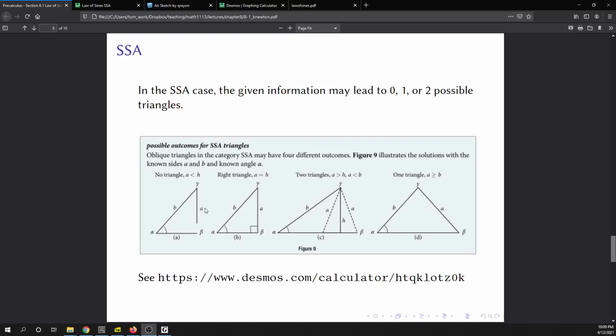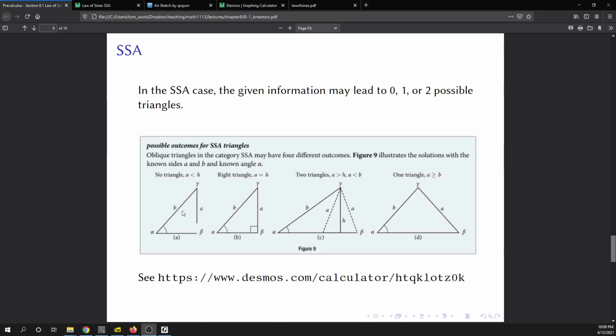In this video, we are going to talk about the side-side-angle case of the law of sines. This case is sometimes called the ambiguous case. The reason it's called that is because if you're just given this information, two sides and a non-included angle, then that information may lead to 0, 1, or 2 possible triangles. So it's hard to know up front which one of those cases it might be.